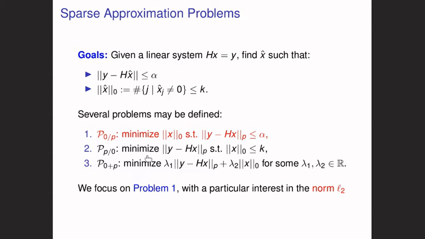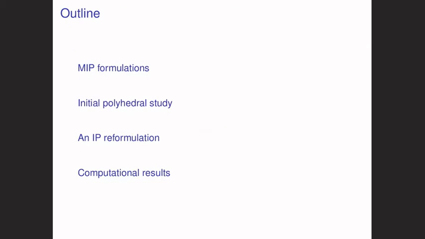In this work, we will focus on problem one, and in particular with the L2 norm, the Euclidean norm, to measure the misfit error. So we want to get a solution as sparse as possible, such that the error given by that solution for the system is not bigger than some constant alpha. So that is our problem.